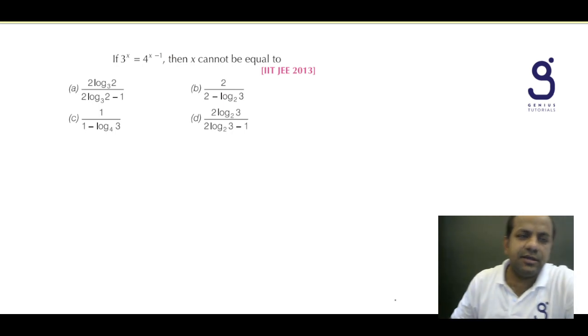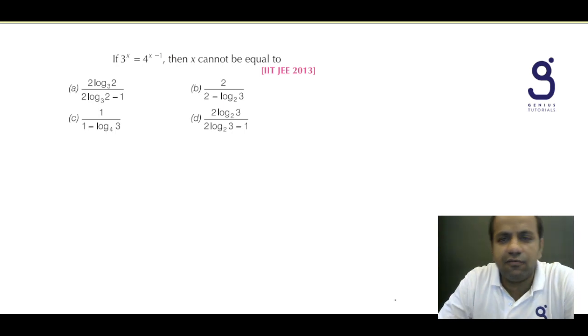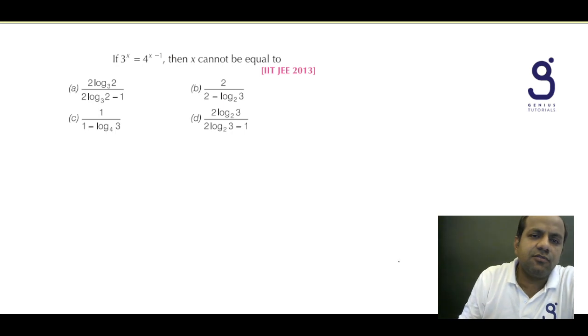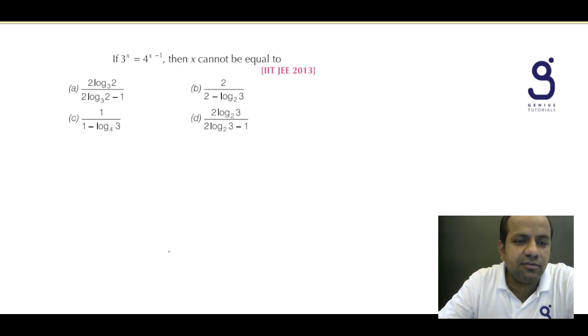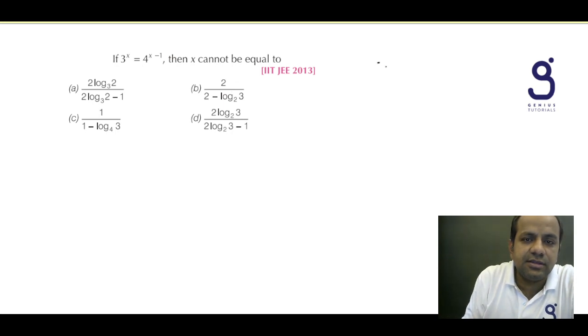So the first question is, if 3 to the power x is equal to 4 to the power x minus 1, then x cannot be equal to, out of these four options one is incorrect. We need to figure out which of the following options is incorrect. So what we can do in these types of questions: first of all it is given that 3 to the power x is equal to 4 to the power x minus 1.